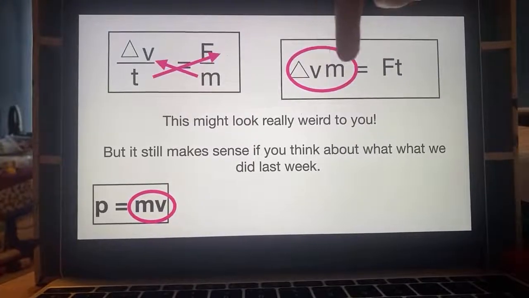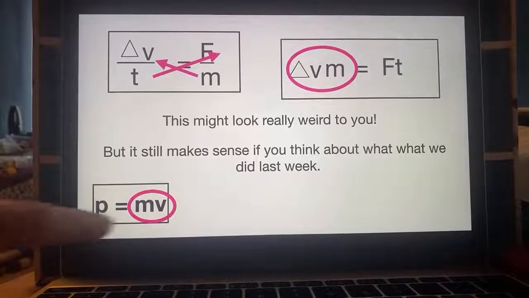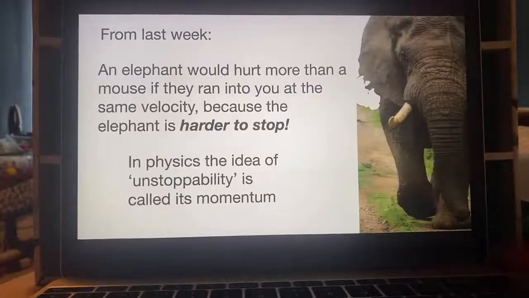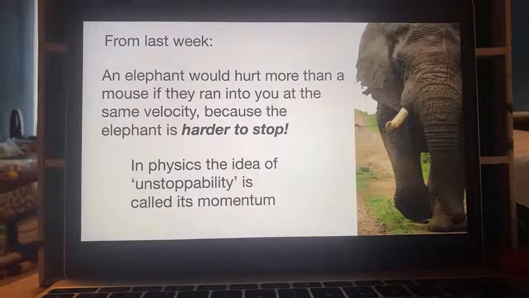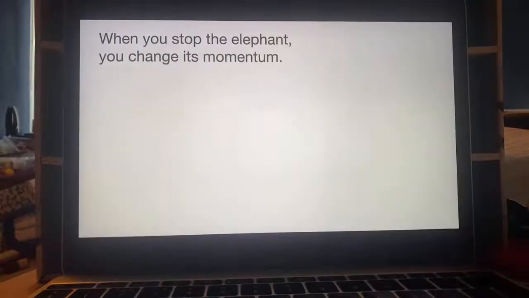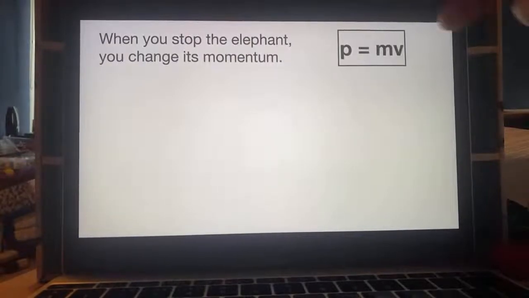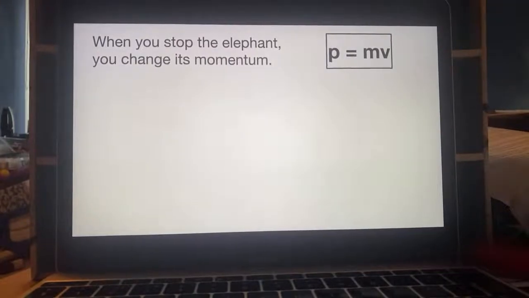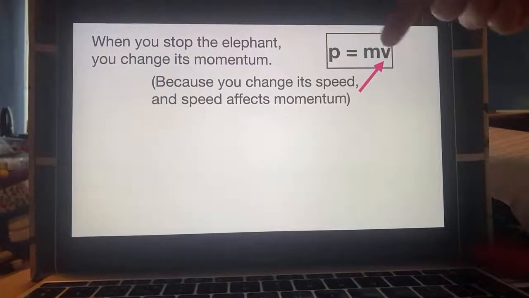So we've got change in velocity times mass up here, which is momentum. So we've learned that. That bit is momentum. Let's do a little recap from last week. An elephant, for example, would hurt you more than a mouse if they ran into you at the same velocity, because the elephant is harder to stop. And in physics, we said this idea of something being hard to stop is called its momentum. So when you stop the elephant, you change its momentum. Is that okay? Obviously, if you stop it, then you are changing its momentum because you change its velocity, and velocity affects momentum.